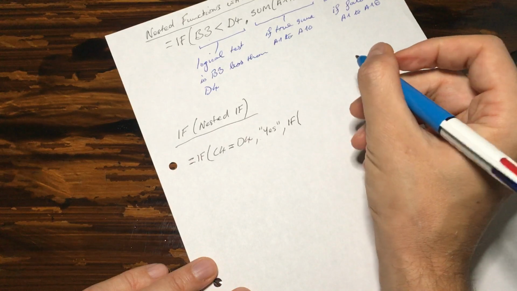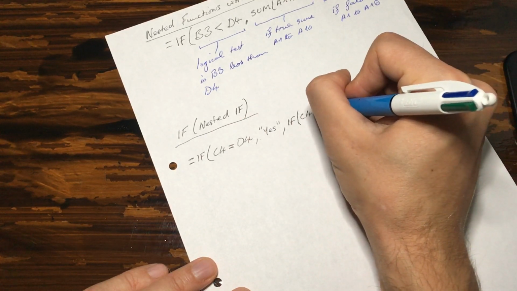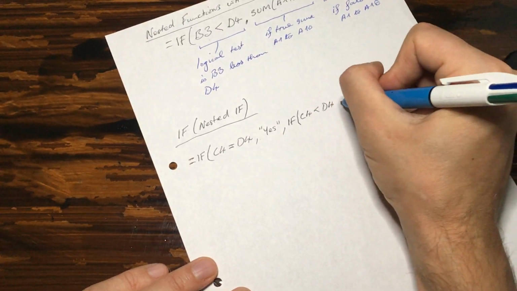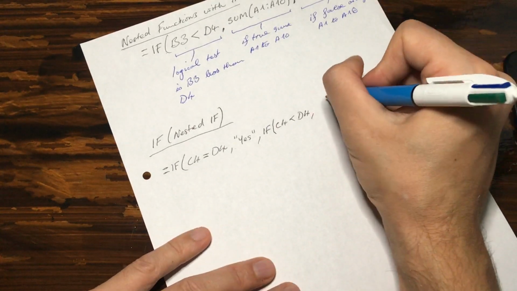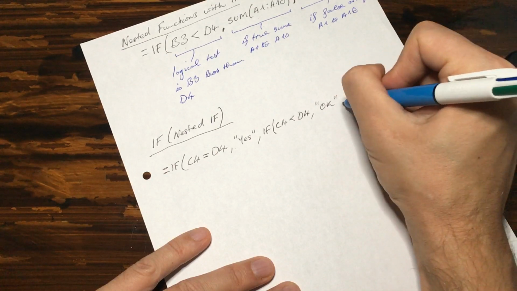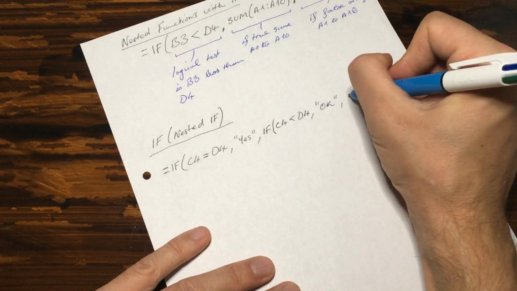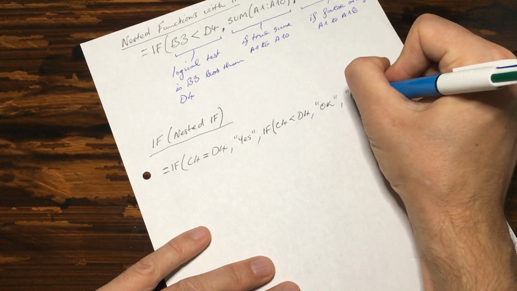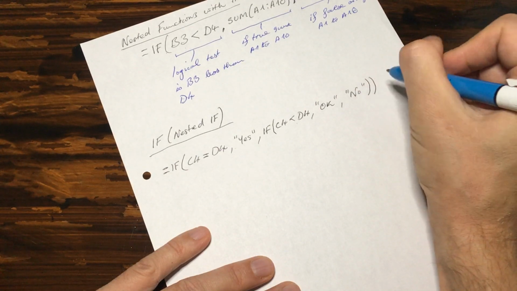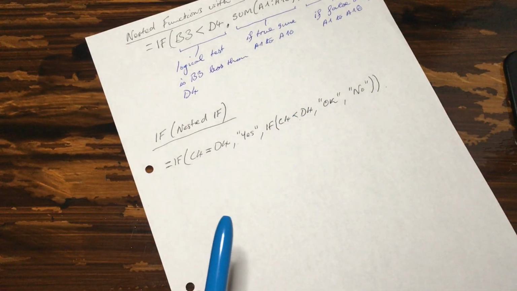So I need to open another bracket. And then I'm going to say, well then if it's not equal to, if C4 is less than D4, then what I want to do is answer, I'm going to write, okay. And then if neither of this, if this isn't true and this isn't true, then this is my false. And I'll say no. And then I need to close two brackets again because 1, 2, 1, 2. Okay. Right.